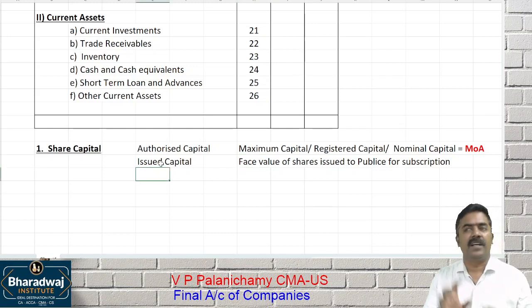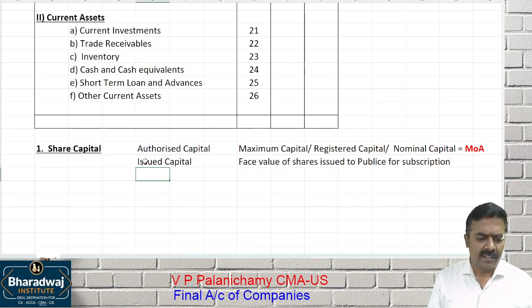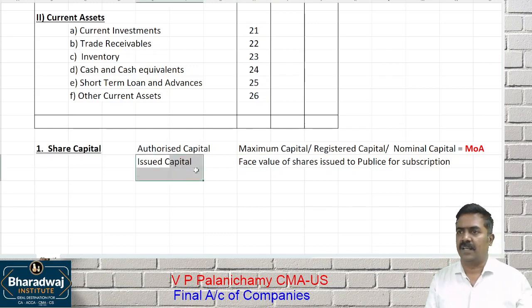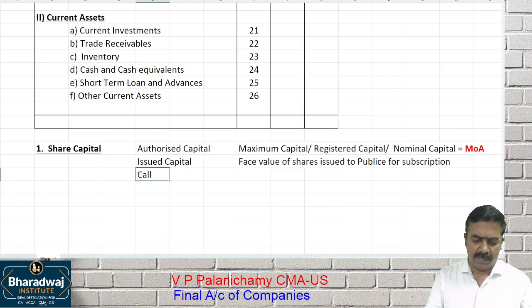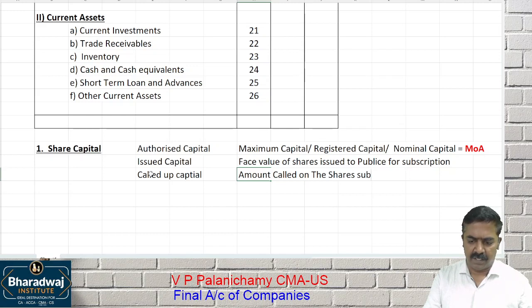For example, a company has about 1 crore authorized capital. Issued capital may be 50 lakhs or 60 lakhs or 70 lakhs, but it cannot be more than the authorized capital. Then you should mention called up capital also. Called up capital is nothing but the amount called on the shares issued. Shares subscribed. Pay attention.